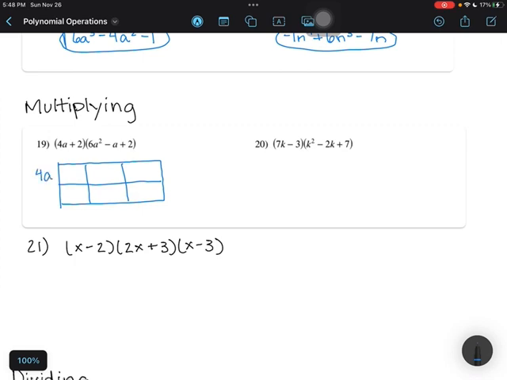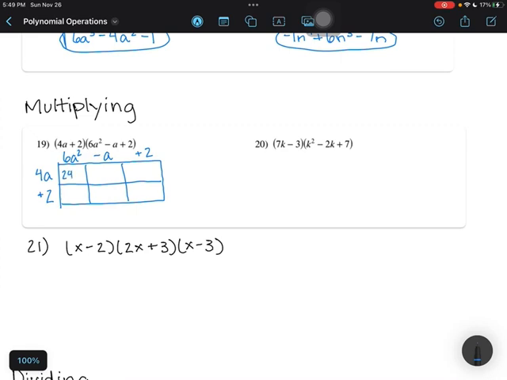I have 4a and then plus 2 on this side. That comes from the first parentheses. I have 6a squared minus a plus 2. So for this one, we're multiplying every row and column to get what's in each box. So for the first box, I'm doing 6a squared times 4a. So 6 times 4 is 24.